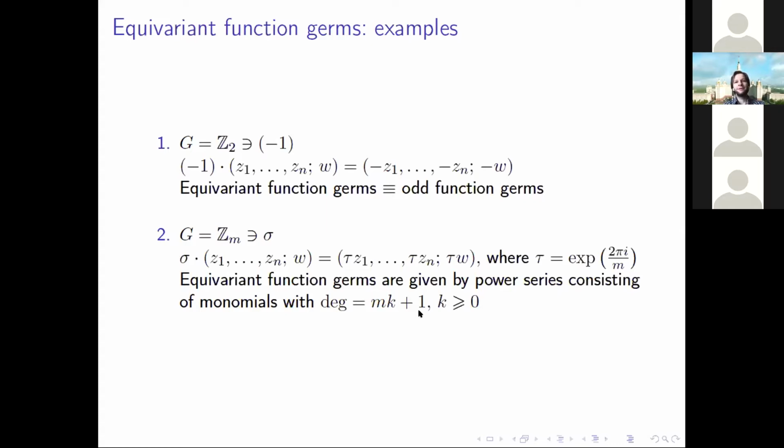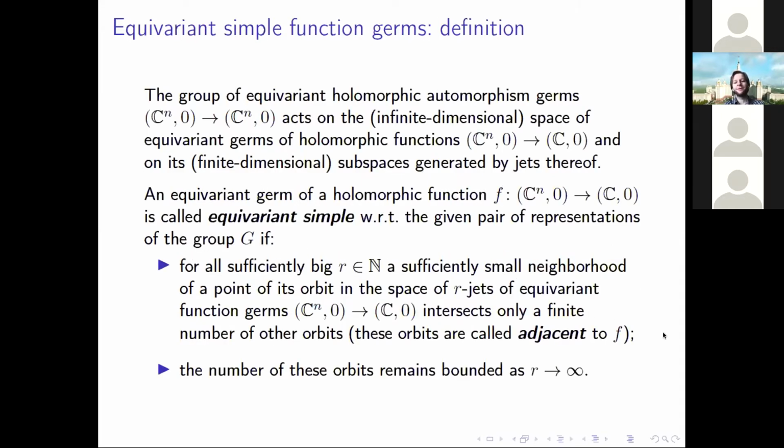Okay, so now we have a space of equivariant function germs with respect to certain representations of the group. And this space is split into orbits of the automorphism group action. Equivariant automorphisms act on the space of equivariant functions, and therefore the space is split into orbits. An orbit is basically the set of functions that can be obtained from the original function by equivariant coordinate changes. Let us study the behavior of these orbits.